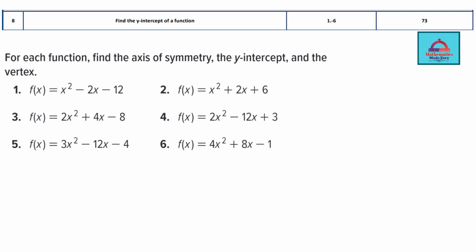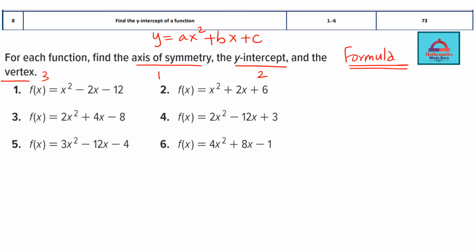If you see here, you are given a quadratic function of the form y equal to ax square plus bx plus c. For this we have to find, for each function, three things. Number one, the axis of symmetry. Number two, the y-intercept. And number three, the vertex. To find each of these three things, we will use the following formulas.